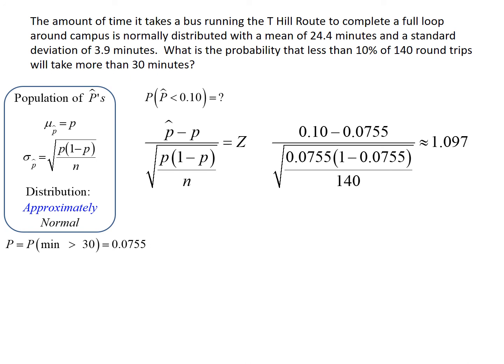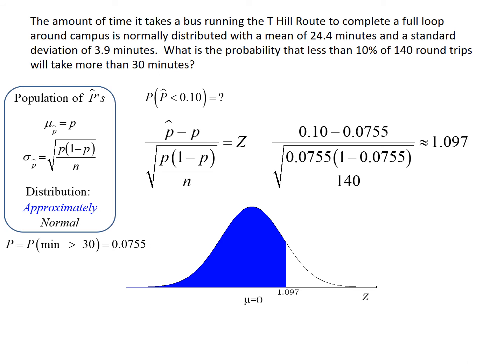Okay. Now, we wanted p hat to be 0.10 or smaller. And if we replace the 0.10 here with something smaller like 0.09, 0.08, 0.07, the smaller that number is in the first spot, the smaller that z-score will be. So the probability of getting a p hat value that is less than 0.10 is going to be the probability of getting a z-score that is less than 1.097. So we would use our normal CDF from negative infinity to 1.097 with the mean of 0 and a standard deviation of 1. And we get roughly the same answer minus any rounding that was caused by calculating that z-score first.